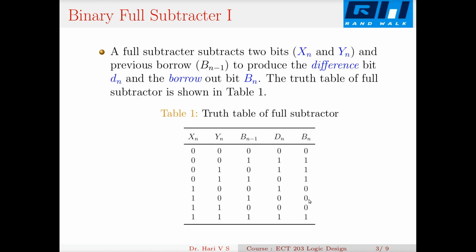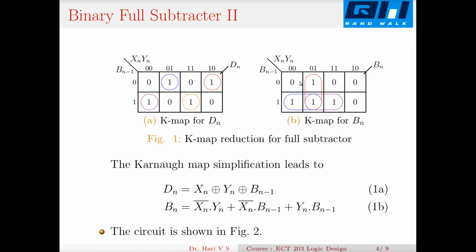I have 0 1 1 1 0 0 0 1, 0 1 1 1 0 0 0 1. You can see that in this there are three pairs. One is this red pair, which I mark in a red oval. What is that corresponding function? It is 0 1. Bn minus 1 is changing, flipping from 0 to 1, so it's not a function of Bn minus 1. Here it is 0 1, so it is xn and yn. So the first term is xn bar and yn.